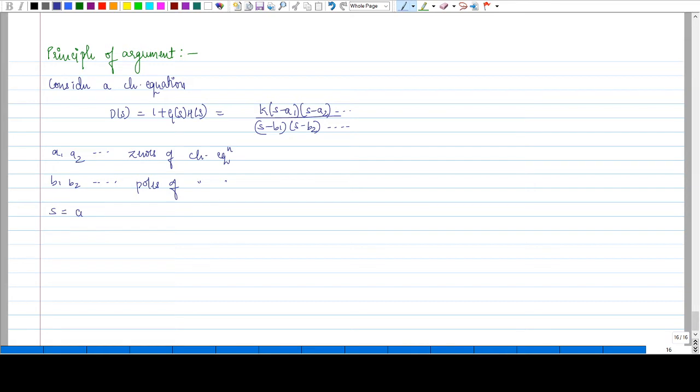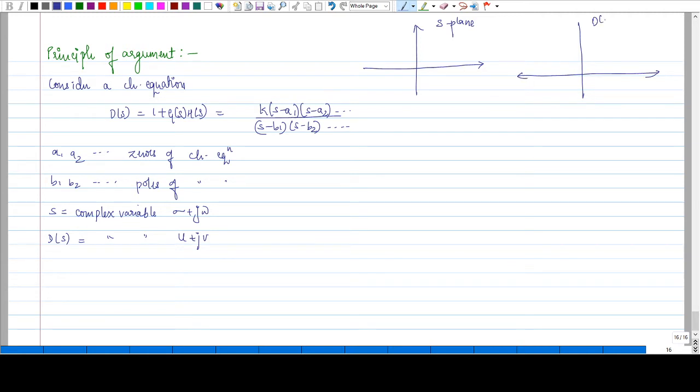Now, s is a complex variable which will have a real part and an imaginary part, sigma plus j omega. So with this, d of s will also be a complex variable with u plus jv, that is real and imaginary part. Now, the first rule is based on the contour. So if I take the S plane here, this is the S plane, and this is the D of S plane. So coming to the first rule here.